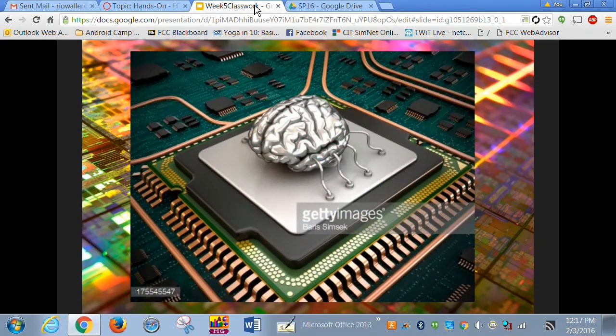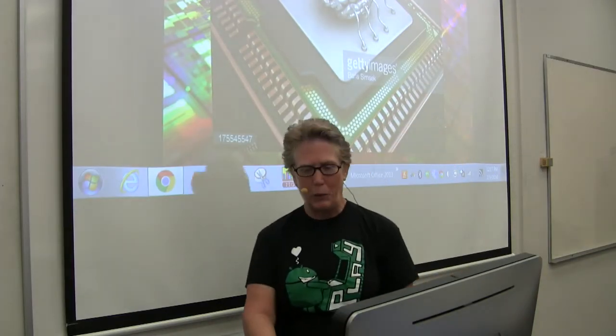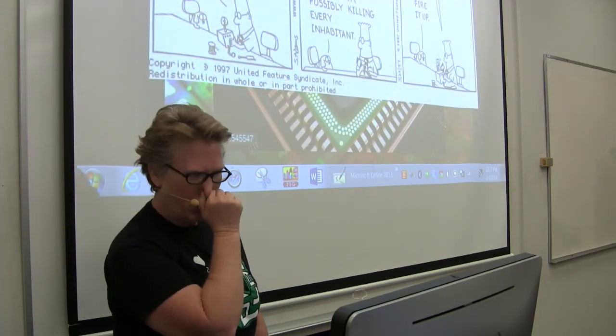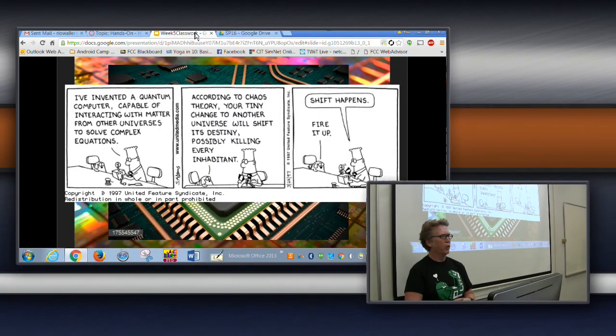So again, when we go to the next level, it'll be interesting to see how this changes as well, okay? So for this next one, I found a little cartoon. I thought it was kind of interesting. Anybody know Dilbert? Yeah.